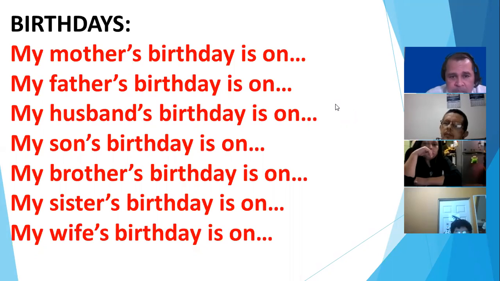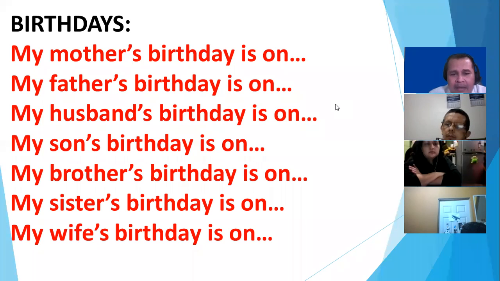My mother's birthday is on July 14th. And my husband's birthday is on July 4th. My son's birthday is on September 20th. And my daughter's birthday is on March 19th. March 19th. And my other daughter's birthday is on November 17th. November 17th, perfect. Thank you very much. Now let's continue with different classmates.